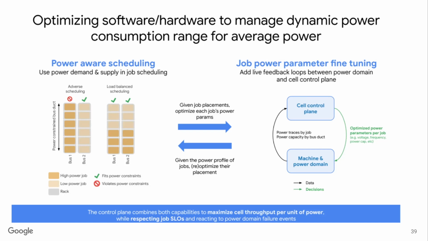We can also use this to, when we do have to throttle something for power delivery reasons, do so on background or freebie jobs rather than on a job which is important.